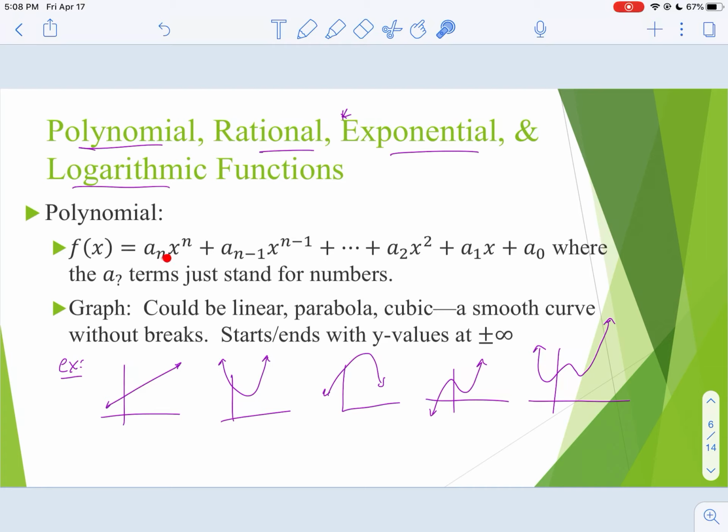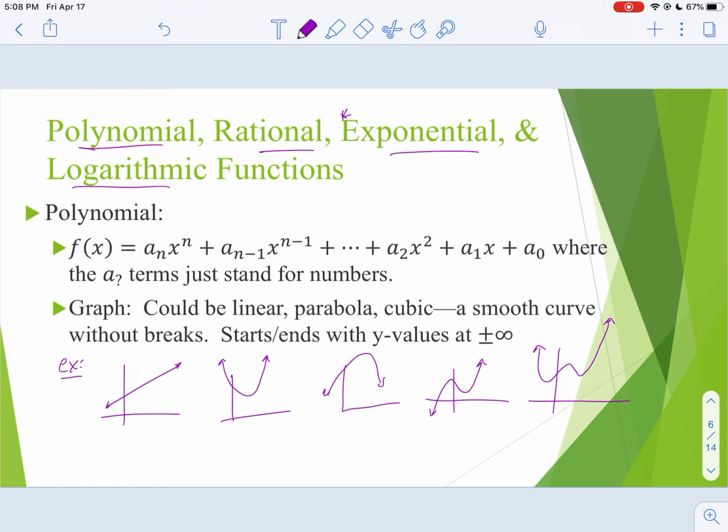Now, at first, this equation looks kind of scary. So let's just skip the equation for now and we'll talk about the graphs. The graphs of polynomial functions could be linear, they could be parabolas or quadratics, they could be cubics. Here's the key: they're a smooth curve without any breaks. And so I've got some examples here. You can see linear, parabola, upside down parabola. This is probably a cubic. This is a polynomial as well. So anything that's a smooth curve without any breaks in it is polynomial.